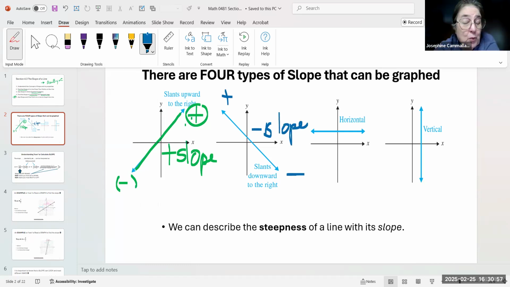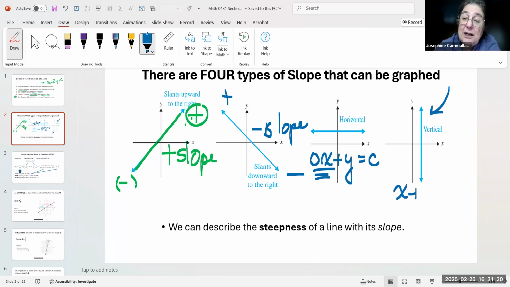And then remember, we have the horizontal line, which is saying 0x plus y is equal to c. This term is missing. In this one, we have x plus 0y is equal to c. This term is missing. We don't have y values.